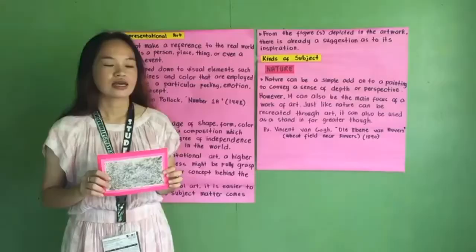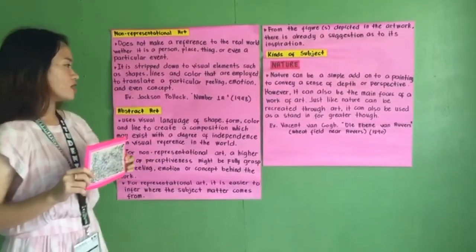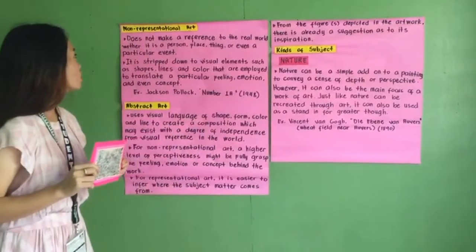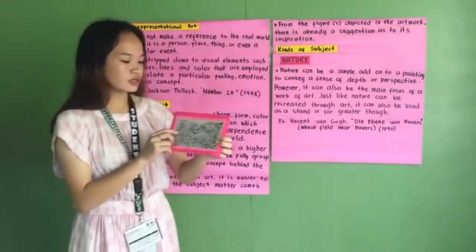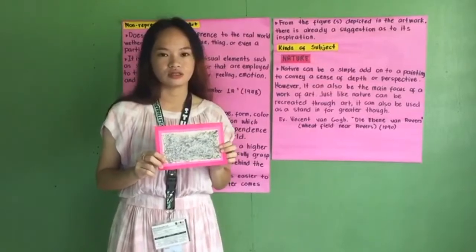For example, this is the painting of Jackson Pollock, Number 1A, 1948. This is an example of non-representational art. You can see in this picture that he expressed his feelings and emotions.